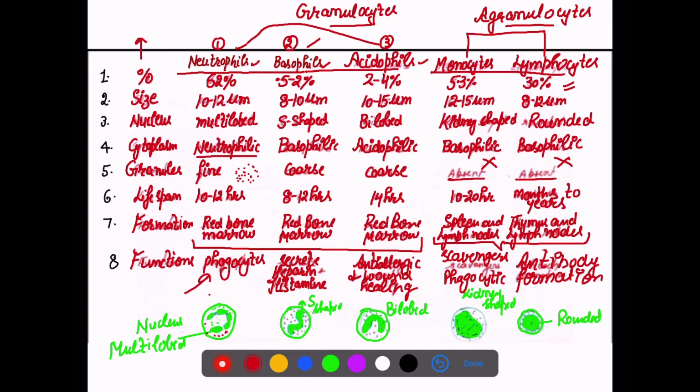So once again, quickly let's see the functions. The function of neutrophils is that they are phagocytes. Basophils secrete heparin as well as histamine. Acidophils, I have written here, anti-allergic, and wound healing. Monocytes function is phagocytic, and lymphocytes produce antibodies. This is all you need to know about the different cells of WBC, that is about granulocytes and agranulocytes.